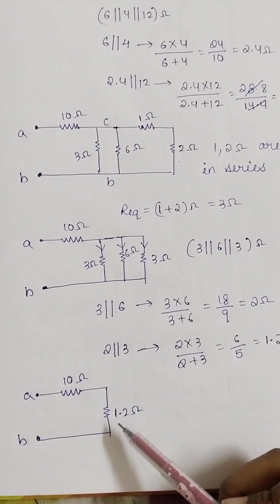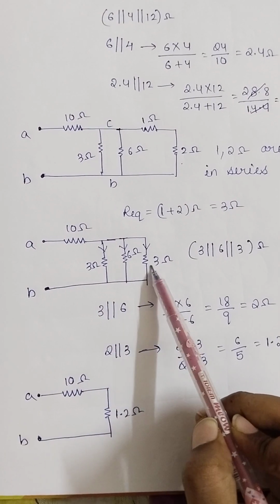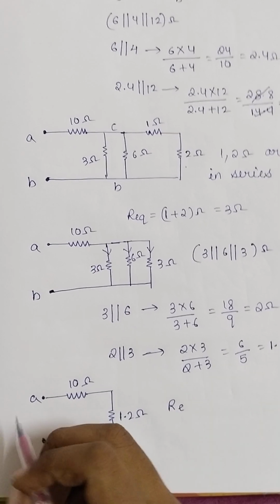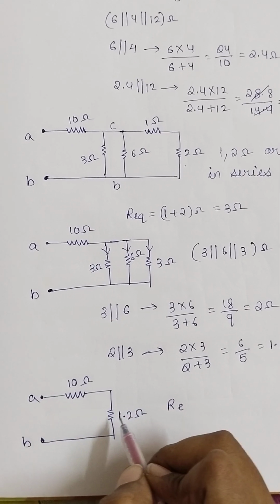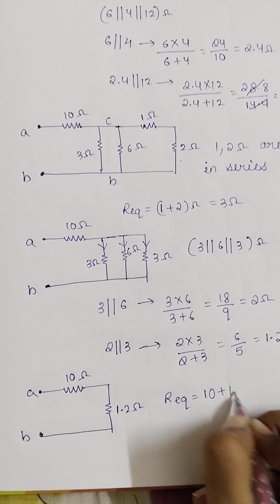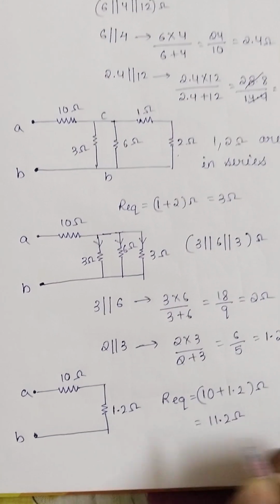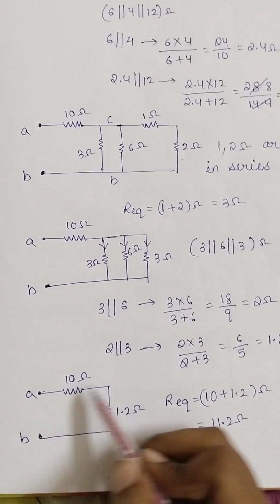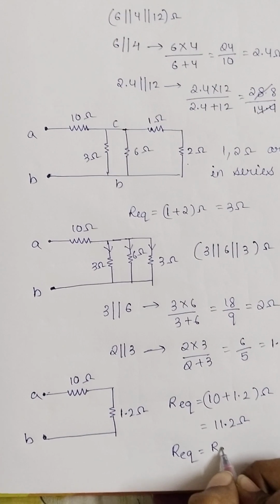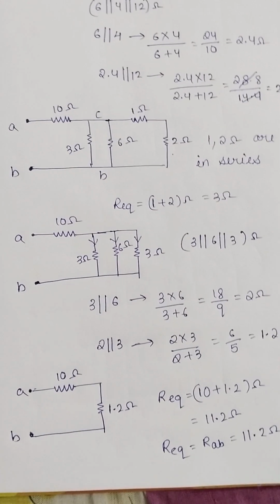So here in the circuit, I replaced 1.2 ohm resistance with 3 ohm, 6 ohm, 3 ohm as they are in parallel. So here the equivalent resistance in between the terminals A and B, as the 10 ohm and 1.2 ohm are in series, becomes 10 plus 1.2 ohm. It will become 11.2 ohm. The equivalent resistance in between the terminals A and B is 11.2 ohms. The R equivalent is equal to the resistance in between the terminals A and B, that is equal to 11.2 ohms. That's it. Thank you.